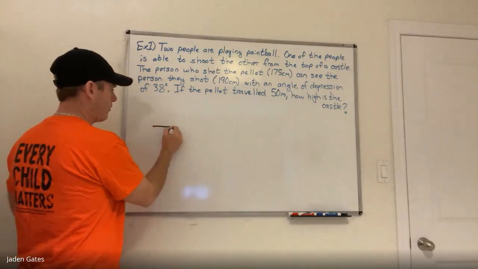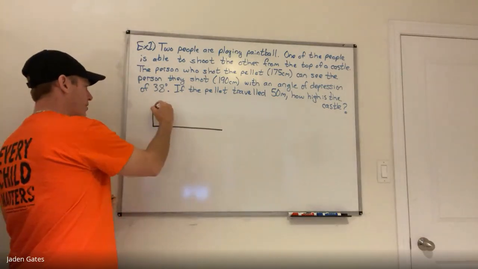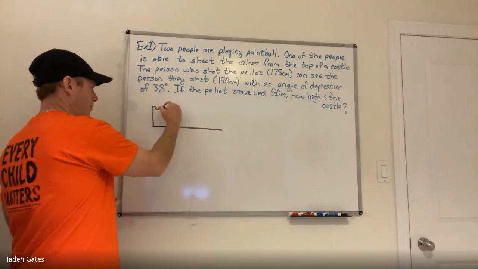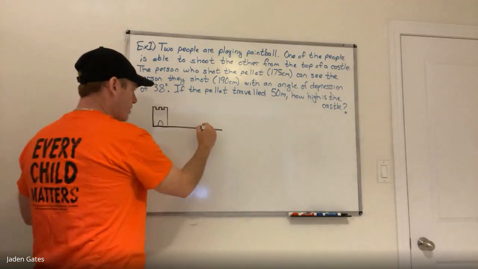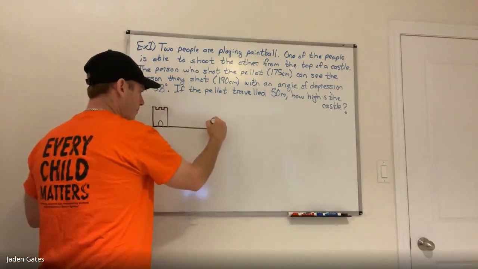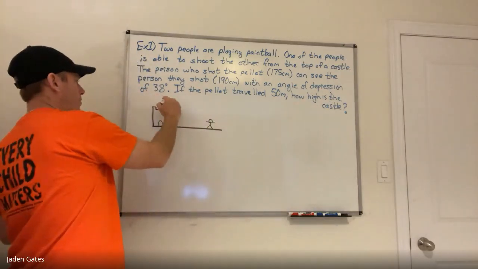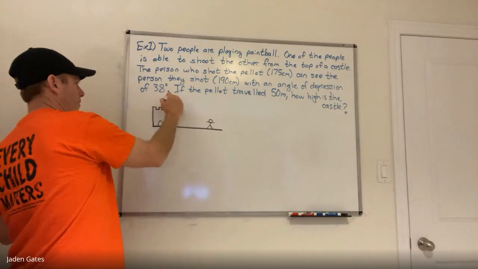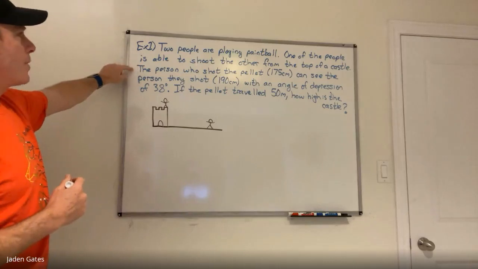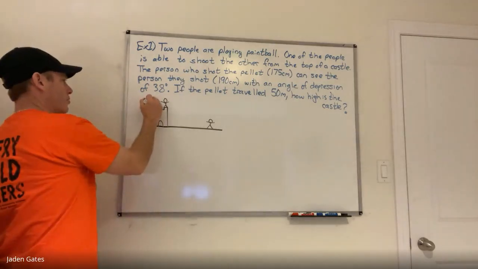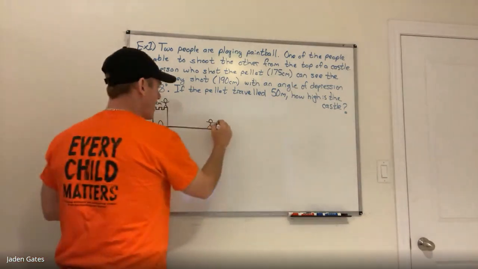All right, so first off, I've got nice level ground. Now I'm going to draw my castle in here. There we go, there's my castle. Now, well, we've got one person up here. There we go. Now we've got another person down there. The person who shot the pellet is 175 centimeters tall, that tall. The person down here is 190 centimeters.